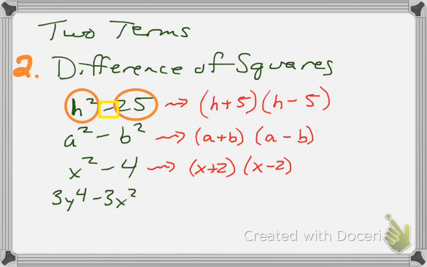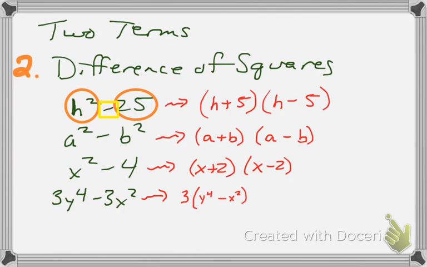In this case, it does not look like perfect squares. But if we go back to big orange 1, what can we take out of those two terms? We can take out a 3. So the first thing you should do every problem is ask, can I take something out? In this case, the answer is yes. I can take out a 3. What I'm left with is y to the 4th minus x squared.